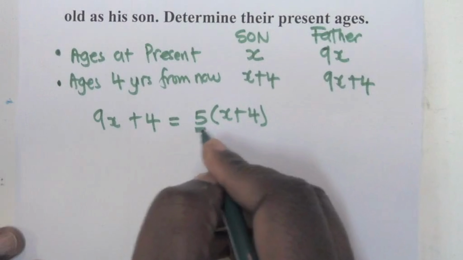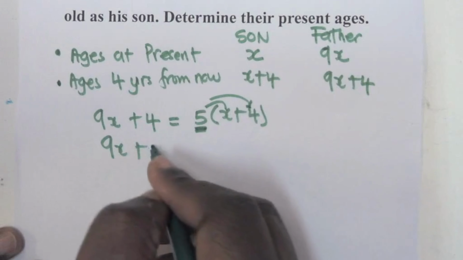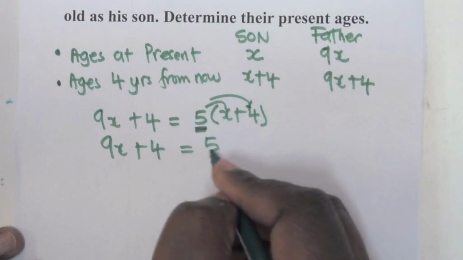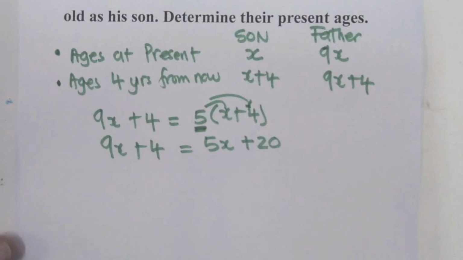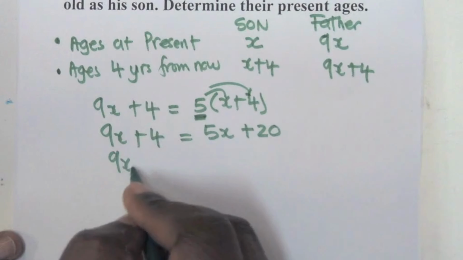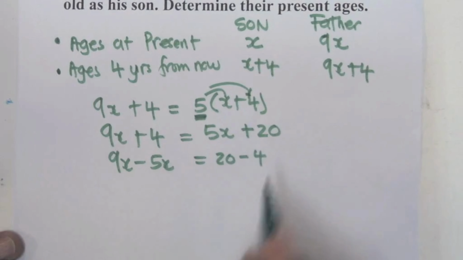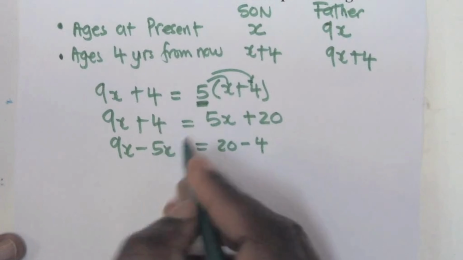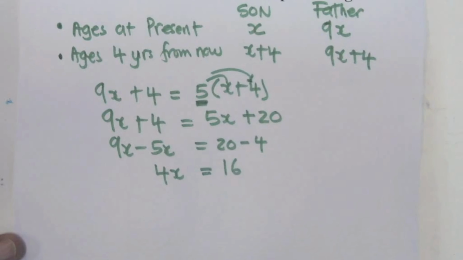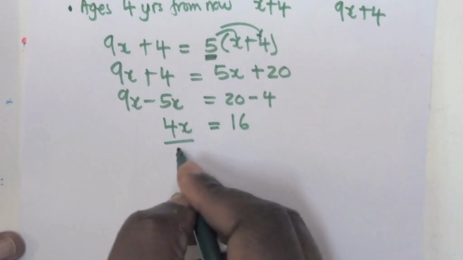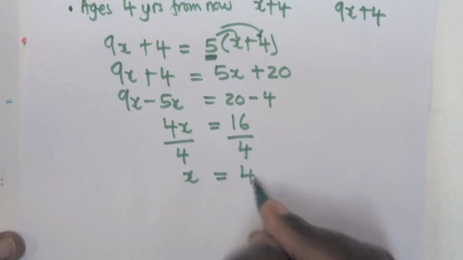I have to do some distribution here. And I'm going to get on this side 9x plus 4. And on the other side, I'm going to get 5x plus 20. I move the variables to one side, and this is what I get. Then when I simplify here, I'm going to get 4x is equal to 16. Then I divide both sides by 4. X is equal to 4.